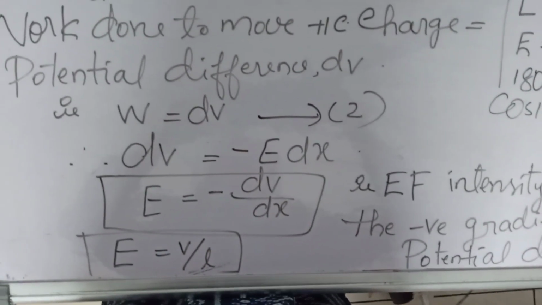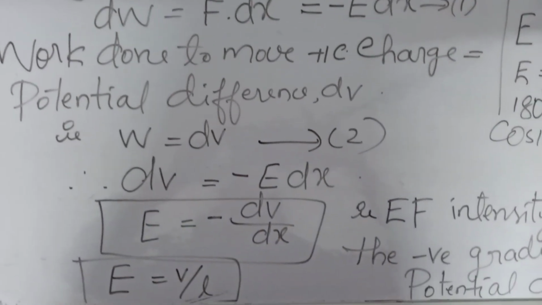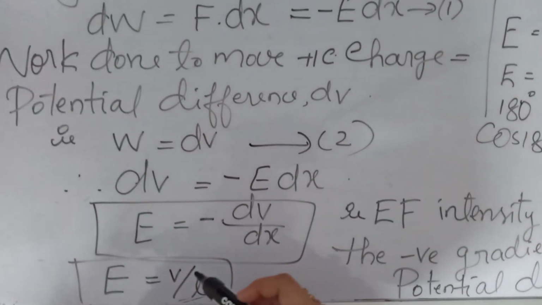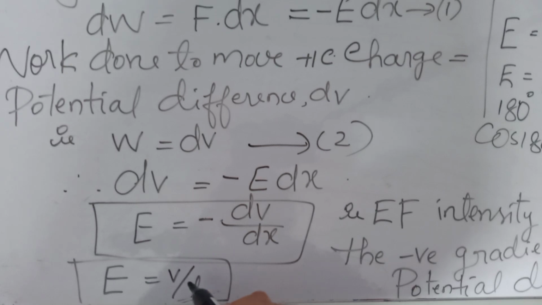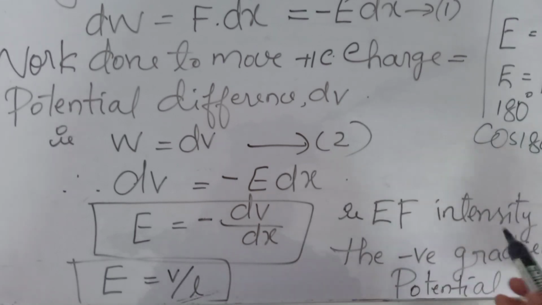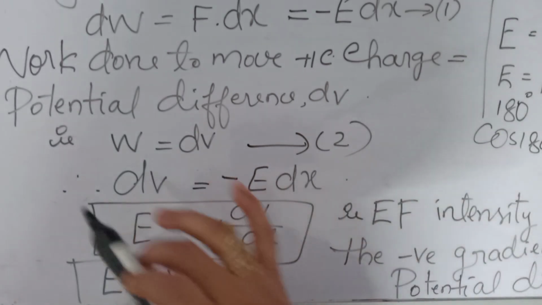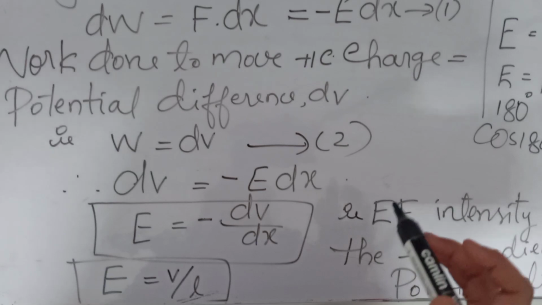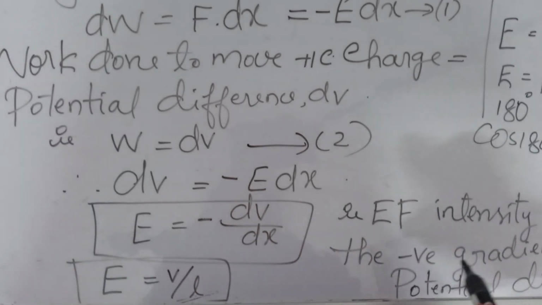And for calculations, we will use this relation E is equal to V by L. So usually we will use this equation E is equal to V by L. So understand this also. You have to remember E is equal to V by L for calculations, and this is the relation that we are getting from field and potential. Clear? So that means the electric field intensity is the negative gradient of potential difference.